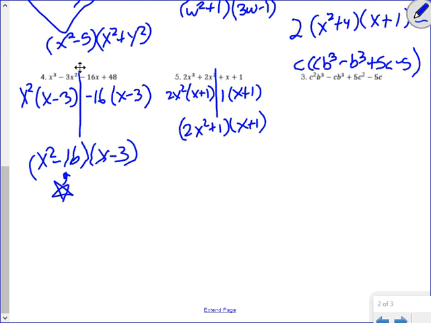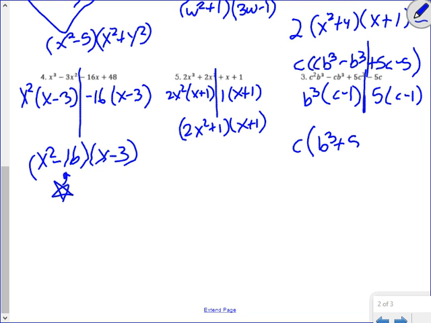So C being the GCF on the outside, and this is what you guys would use for factor by grouping. You have B cubed over here, C minus 1, and then 5, C minus 1. Your final answer should be, with your GCF of C, this is what your final answer should look like.